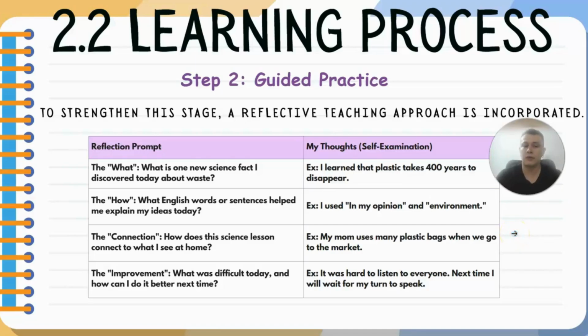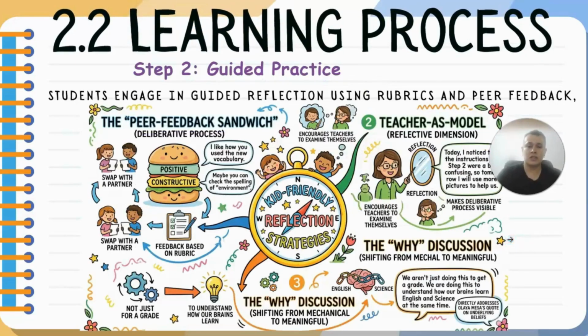We have another example of a rubric where the student can evaluate the what, the how, how it's connected, and what kind of improvements can be made within the process. Also, students engage in guided reflection using the rubrics and peer feedback, fostering awareness of strengths and areas for improvement. In this sense, reflective practices encourage teachers to examine themselves and their practices in the interest of continuous improvement, a principle that is extended to students as active participants in their learning.